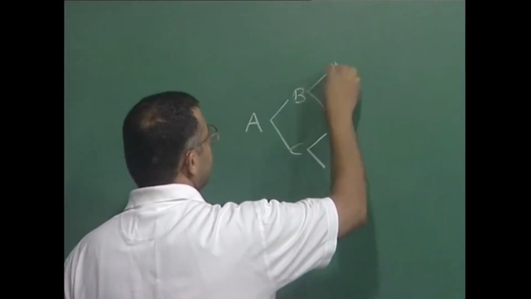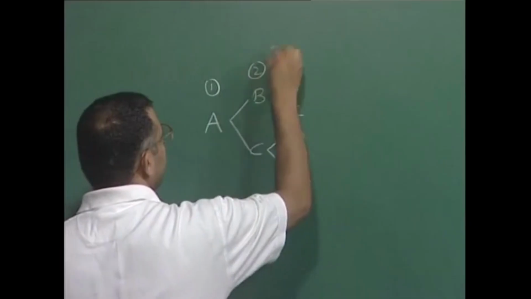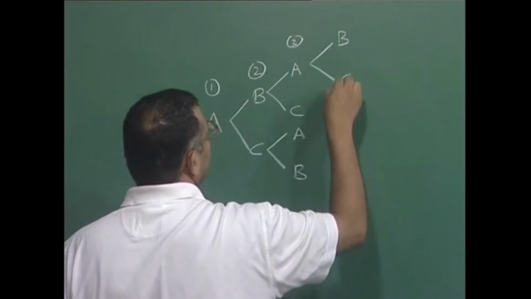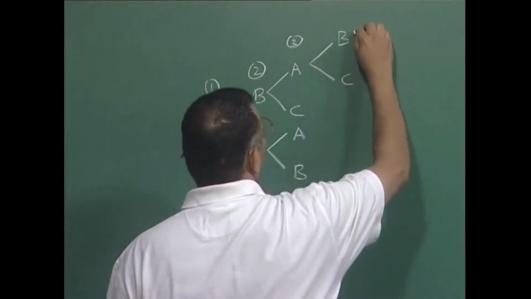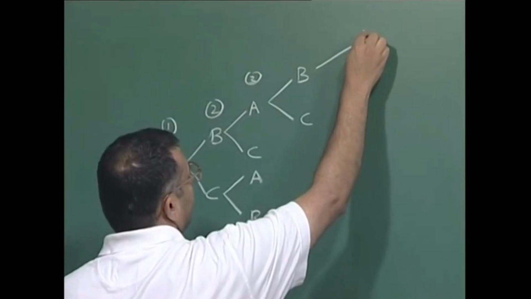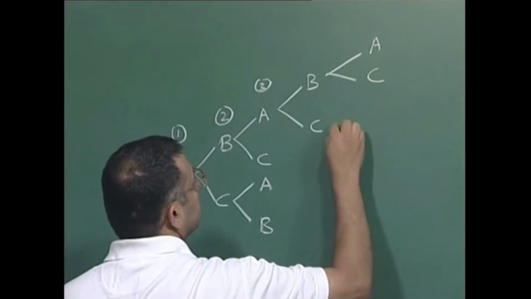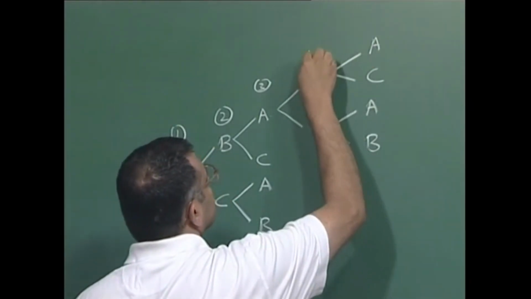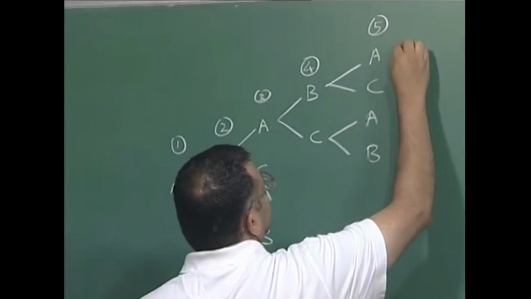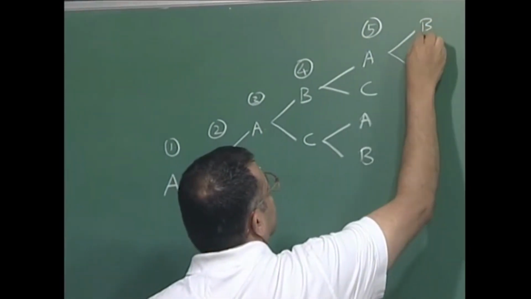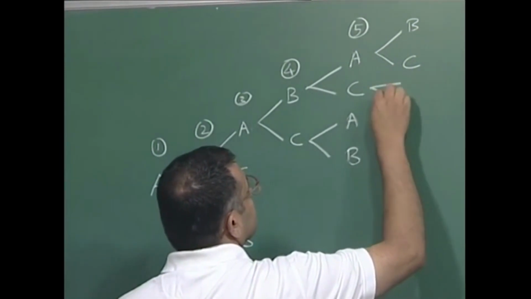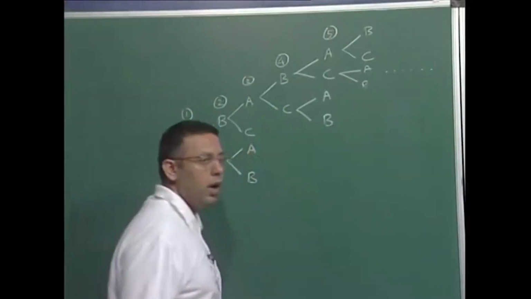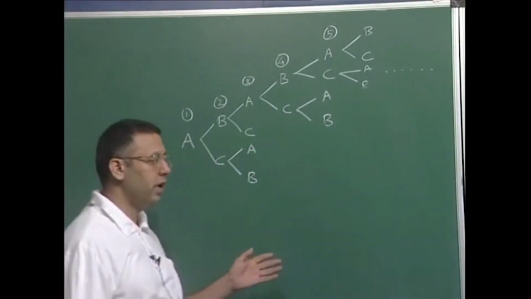Having chosen the third layer, so this is my layer 1, this is my layer 2, and this is my layer 3, I again have choices for the fourth layer as B and C, and for the fifth layer, for instance, having taken this path, and I can go ad infinitum in my choice of various layers.